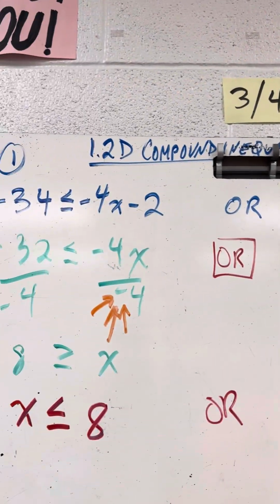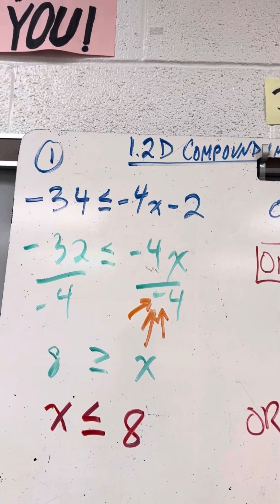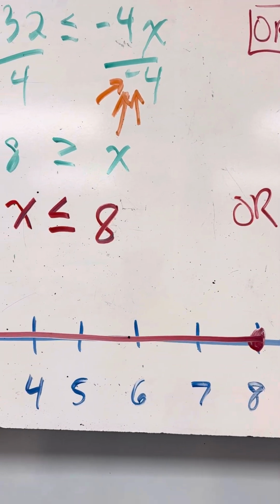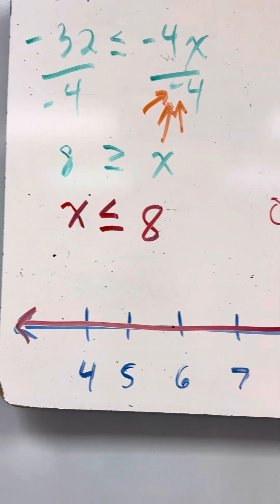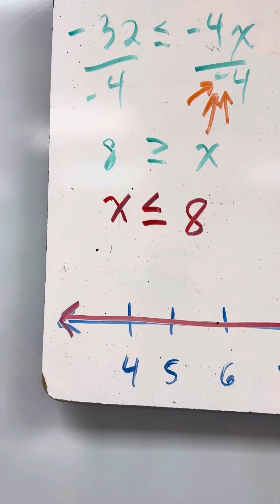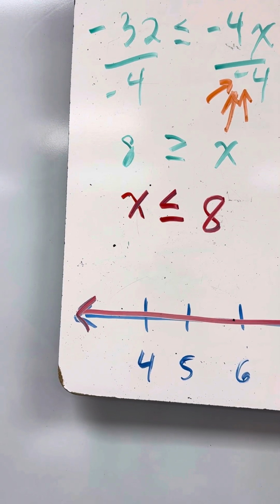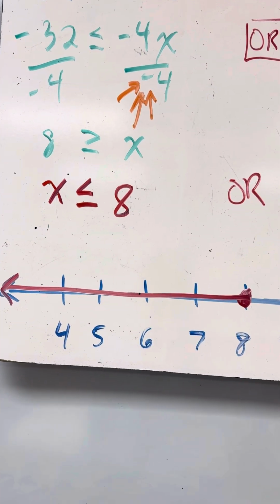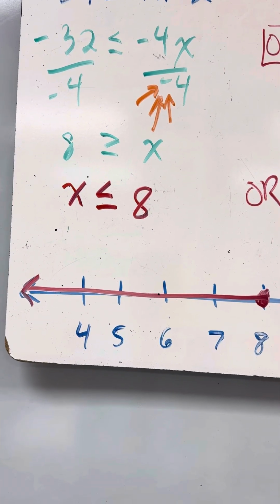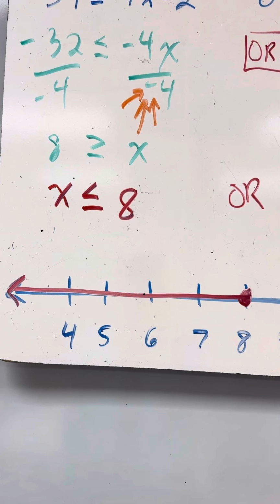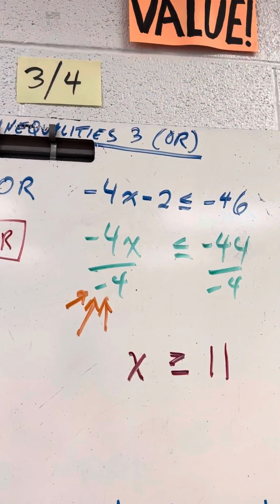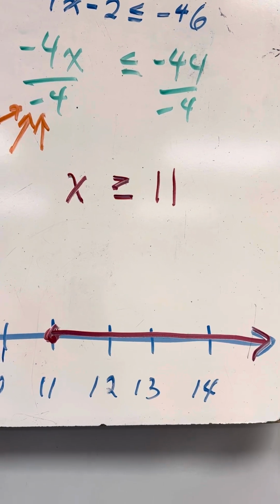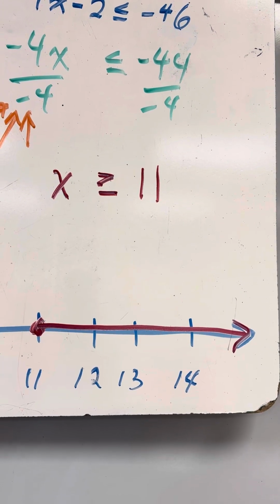Now, at 8, we're going to use a filled in circle, right? Because it's less than or equal to 8. And we draw all the way to the left and include the arrow. On your Delta Math assignment, you have to fill in the arrow too. It has to reach all the way to the arrow. X greater than or equal to 11, meaning filled in dot at 11. Go all the way to the arrow, okay?